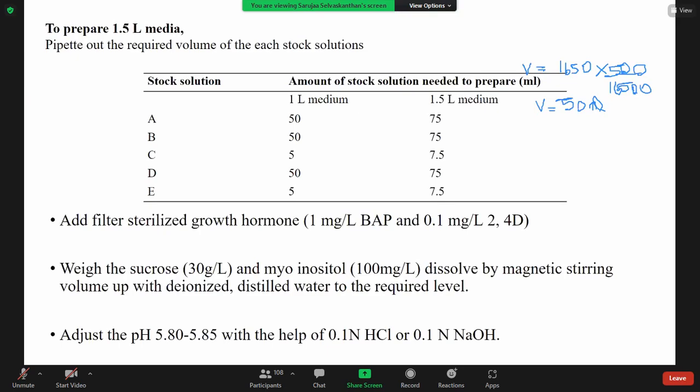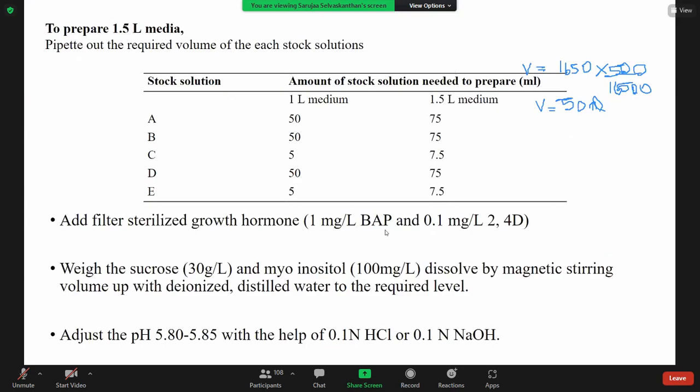And then again, if you want to add BAP, we already prepared the stock solution of BAP. From that, the required volume of BAP we can take, right? We can pipette it out and put it in the beaker, and then we have to make up the volume with deionized distilled water up to 1.5 liter, right? Understand or not? Understand, madam.